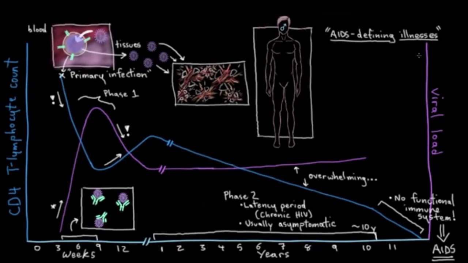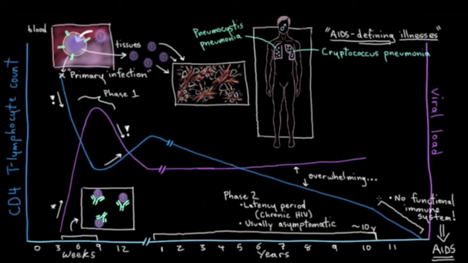So there's a high suspicion of this person having AIDS and not just an HIV infection anymore if they have any of these AIDS-defining illnesses. Two examples of AIDS-defining illnesses are two fungal pneumonias, one called pneumocystis pneumonia and one called cryptococcal pneumonia. These are two common AIDS-defining illnesses. And again, these aren't the types of infections that you get when your immune system works even a little bit.